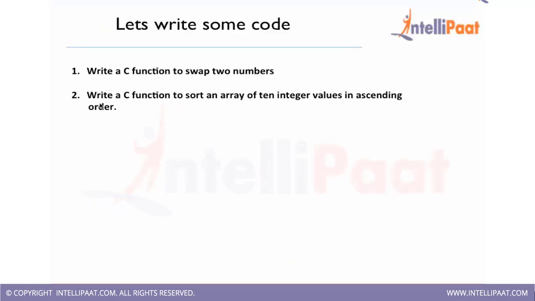Let's take one more example. Write a C function to sort an array of 10 integer values in ascending order. We will be given an array of 10 integers, and we have to sort the array. How will we do it? We can use a very simple brute force technique called bubble sort.